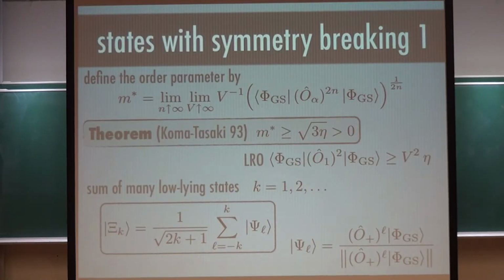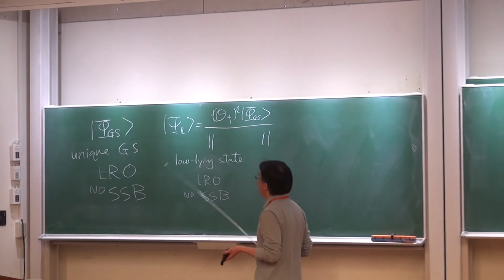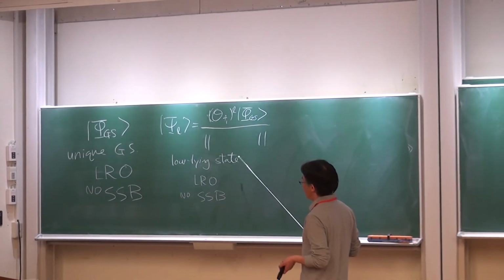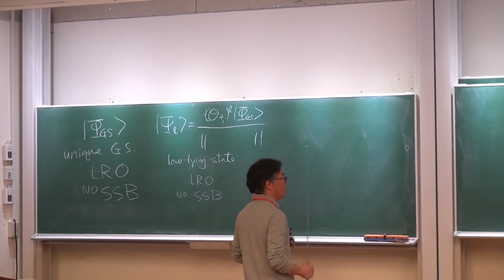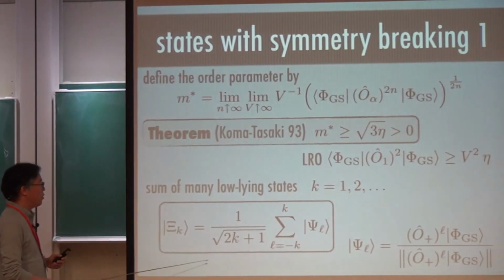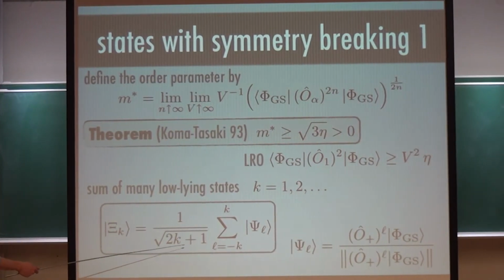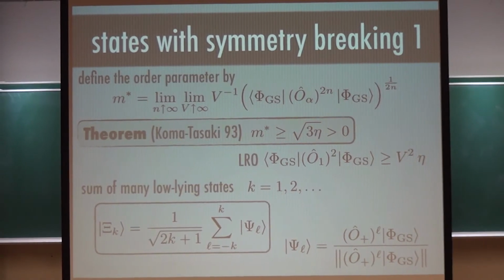Okay, so now this is what I said. We started from this ground state with long-range order without SSB and constructed a bunch of low-lying states. But still, it doesn't exhibit spontaneous symmetry breaking. How should we proceed? Well, the next thing we do is to sum all these low-lying states up like this.